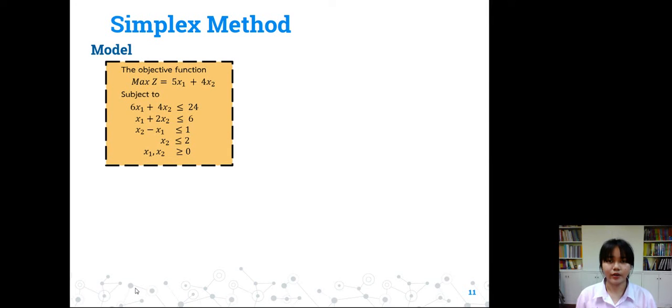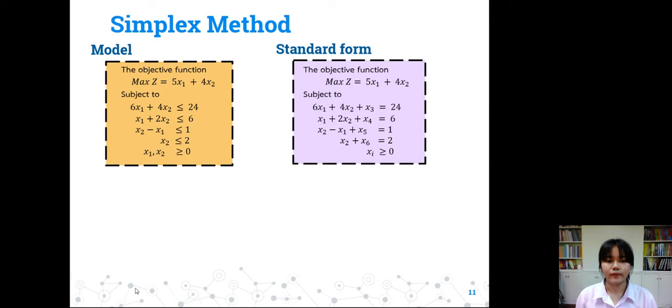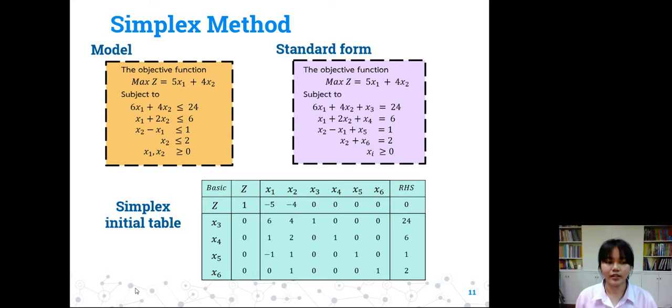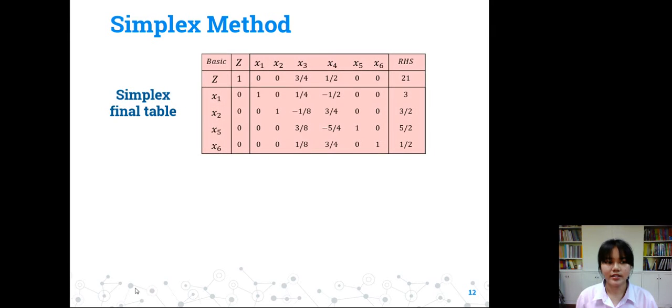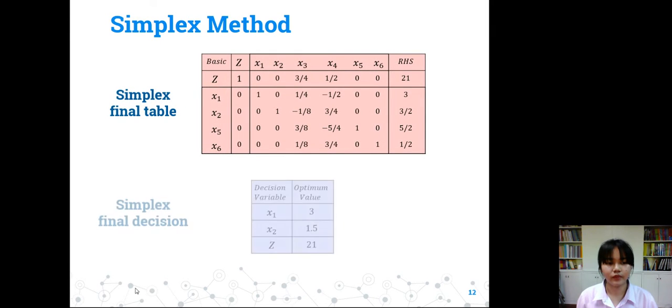We have the model. Next, we add x3, x4, x5, x6 to the model, which we call standard form. Next, we create the simplex initial table. And next, we do row operations and we get the simplex final table. From the simplex final table, we get x1 equal 3, x2 equal 1.5, and z equal 21.